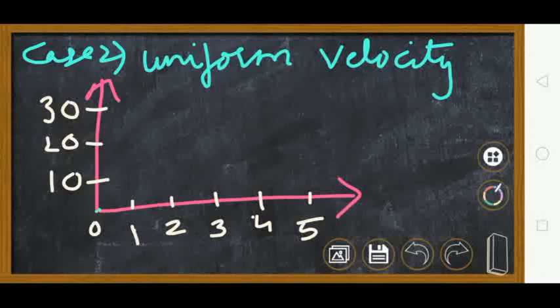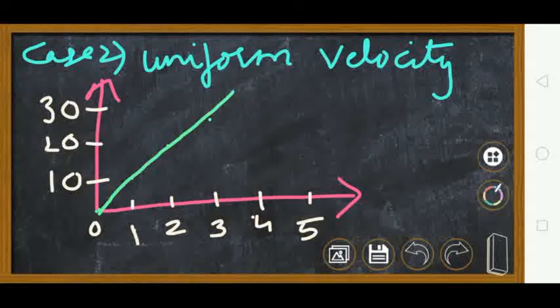At 1 second it covers 10 meters, so at 1 and 10 it will be here. At 2 seconds it will cover 10 more, so it will be 20, here. At the 3rd second, again 10 more, so it will be 30, because it is uniform. So it is going to cover equal 10, 10, 10 in equal intervals of 1 second. Now when I join these, this is the line I get.